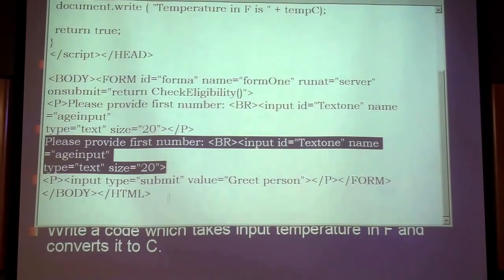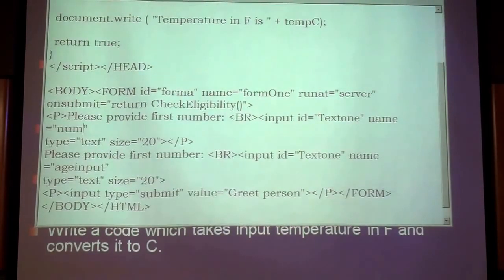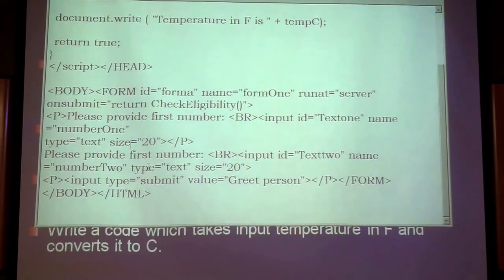As you may observe, both text fields have the same ID and the same name, which is not good. We have to change that, otherwise the browser will not be able to recognize which is which. So I'm going to change the name from age input to number 1, and I'm going to change the second text field name to number 2. And I'm going to change the ID as well. So now I have two different text fields, both from the code view and from the browser point of view.